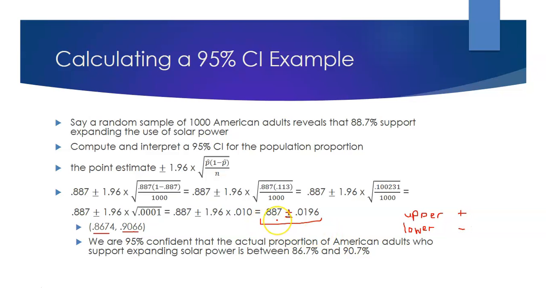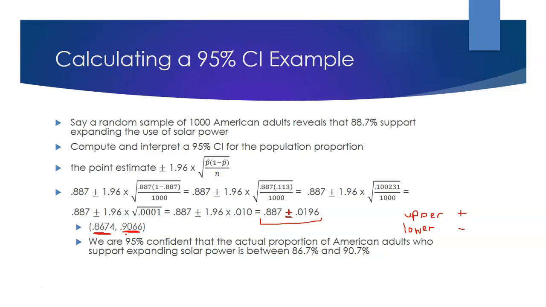So you have 0.887 plus 0.0196, that was our upper end of the confidence interval, and then 0.887 minus 0.0196, that gives us the lower end of our confidence interval. So these two values here, the 0.8674 and the 0.9066, that is our confidence interval. So the confidence interval is that range.